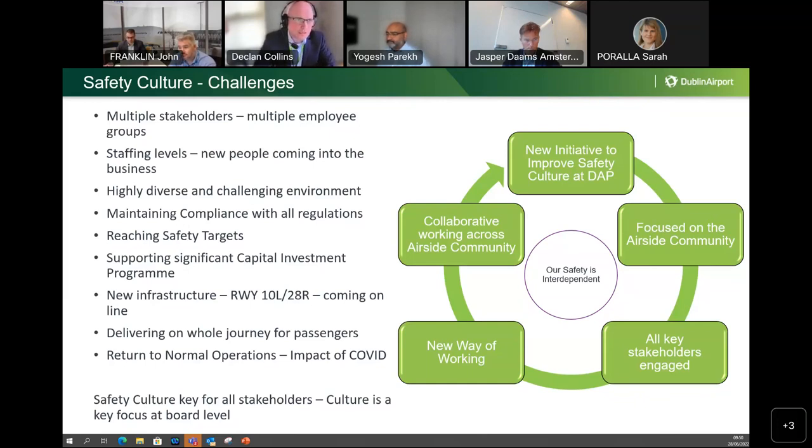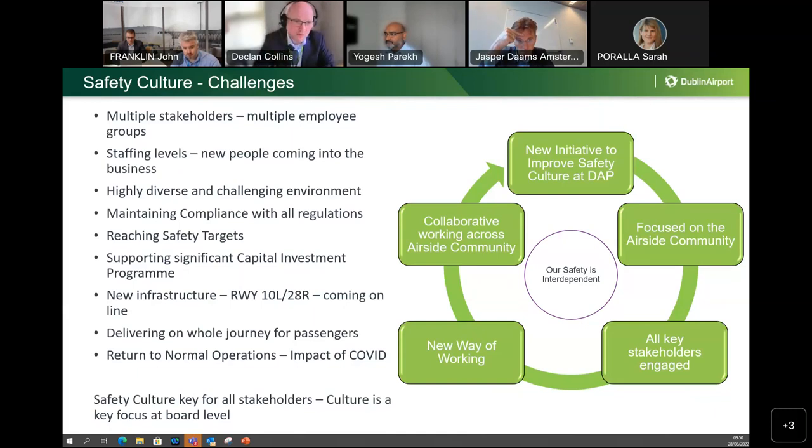So one of the things was the multiple stakeholders and the multiple employee groups, staffing levels, how we can deal with the peaks and troughs of an aviation sector while maintaining competency across the board. It is a highly diverse and challenging environment. We obviously have to maintain compliance with all regulations. We have to reach our safety targets, and we have to support capital investment, because unless we can get the capital investment program on site and delivering, we won't be able to realize the benefits that the system actually brings with it. New infrastructure coming online.